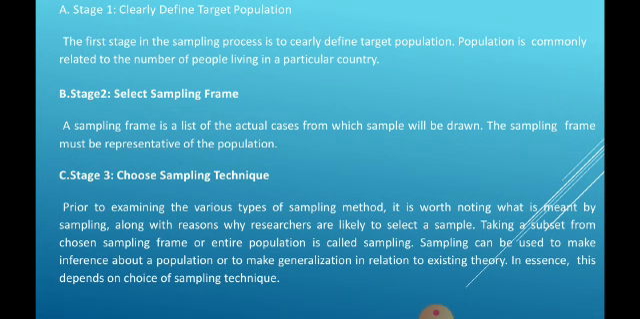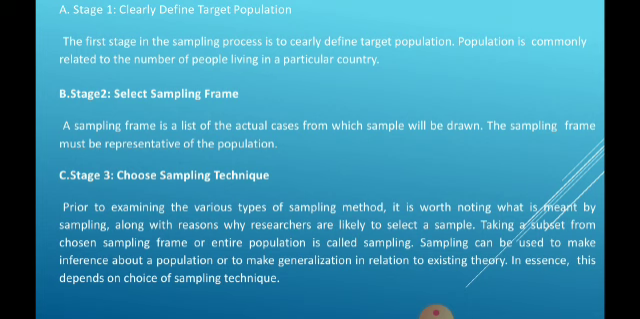Sampling process steps. Clearly define target population, select sampling frame, choose sampling technique, determine sample size, collect data, assess response rate. Stage 1. Clearly define target population. It means the first stage in the sampling process is to clearly define the target population. Population is commonly related to the number of people living in a particular country.